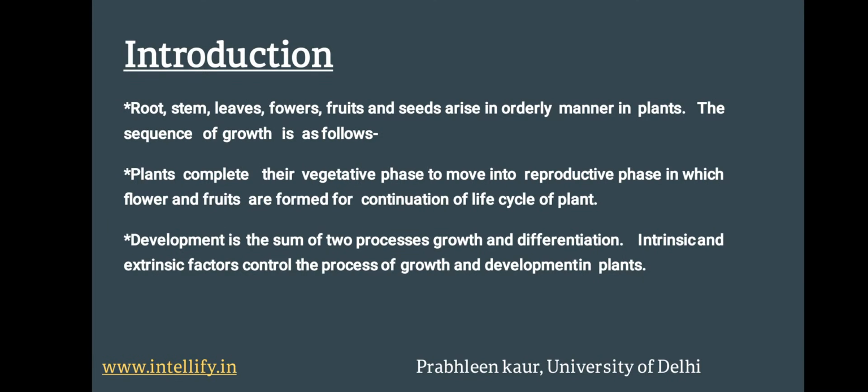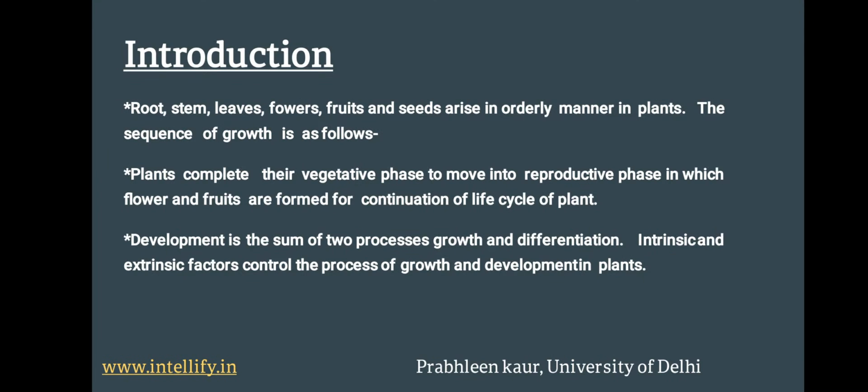So this slide, the slide for introduction, tells us that all the different parts of a plant, including root, stem, leaves, etc., grow in specific sequence and in an orderly manner, and the process of development is equal to growth plus differentiation, and both the intrinsic and extrinsic factors are going to control the process of development in plants, and the plants complete their vegetative growth before the reproductive growth. Reproductive phase is the one in which flowers and fruits are formed.